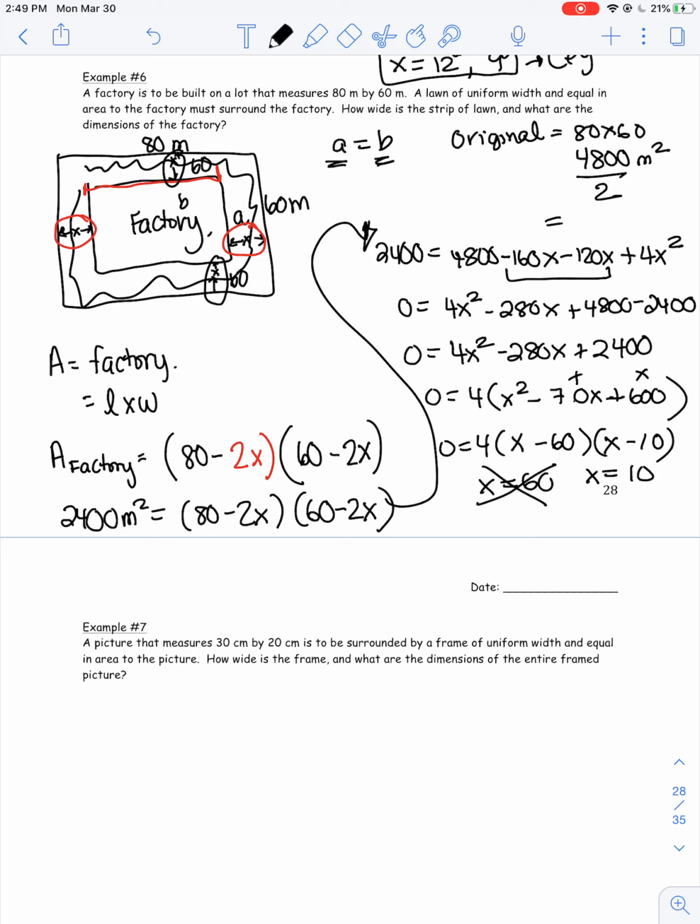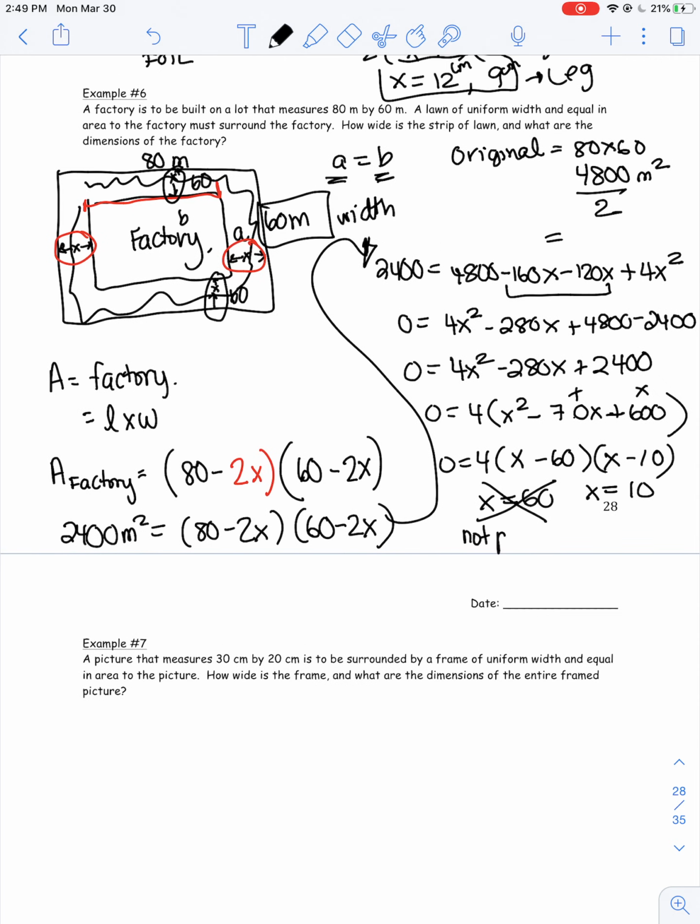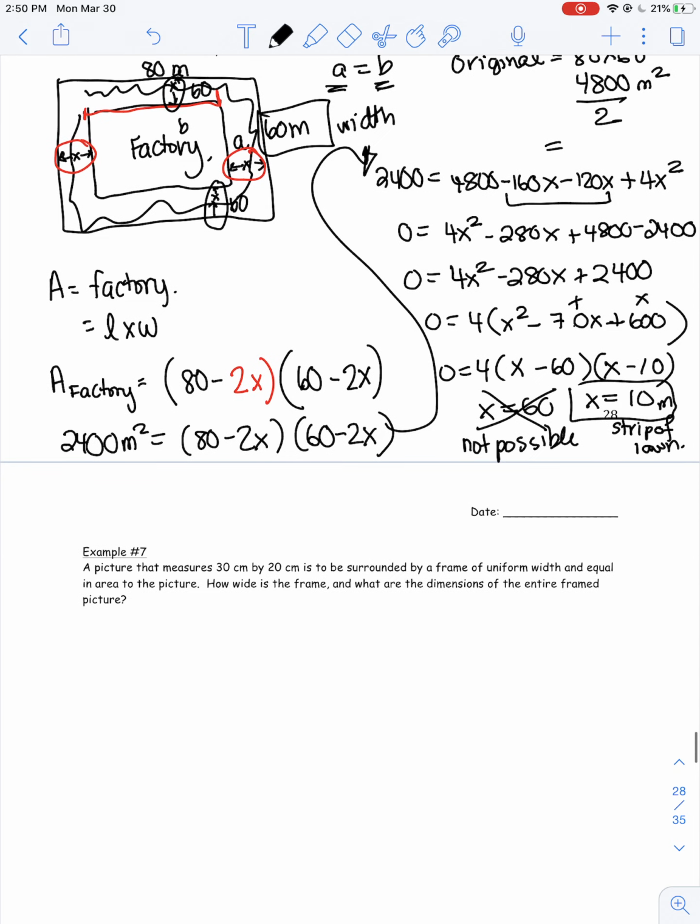Now, x represents the width of the lawn that we are surrounding the factory with. We cannot have 60 as an answer because if I put 60 here and 60 here as the lawn, that will be more than the width that I actually have. So if I put 60 on both sides for the lawn, that means that it's gone over the width of the actual area, the lot. So this is not possible. That's that extraneous solution. So the only answer is that I can have a strip of lawn being 10 meters.